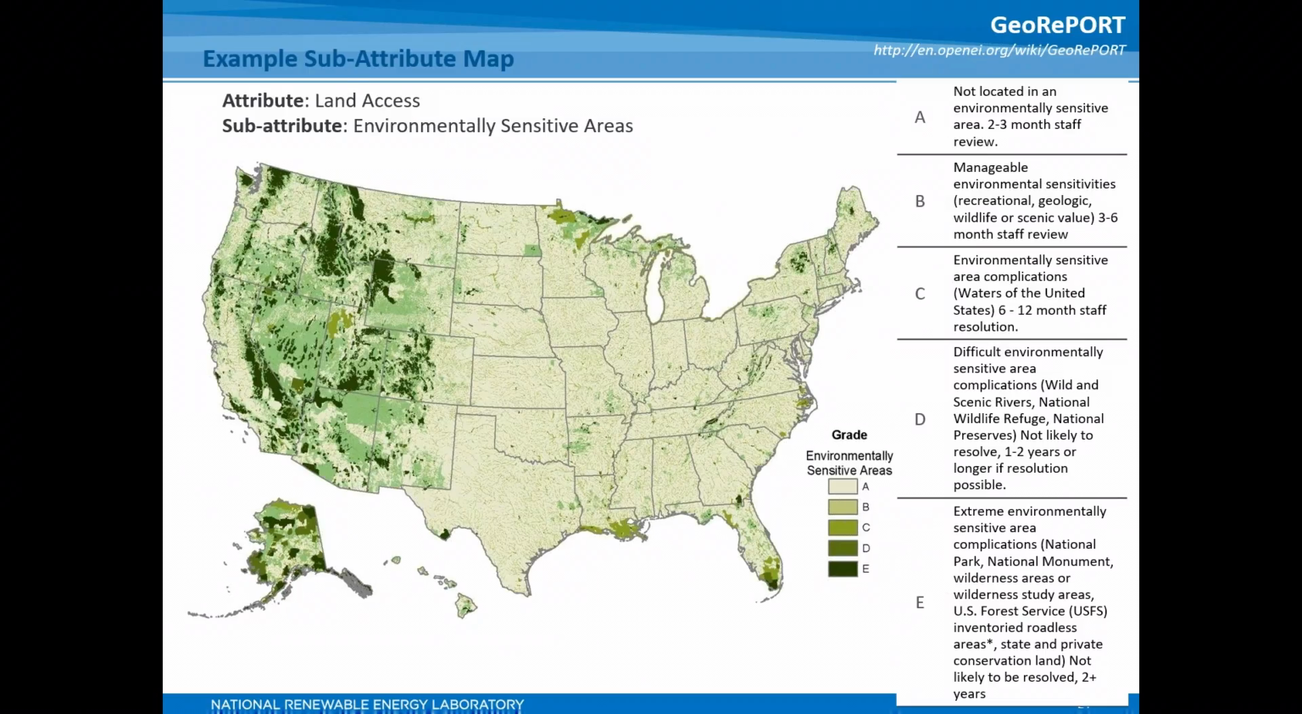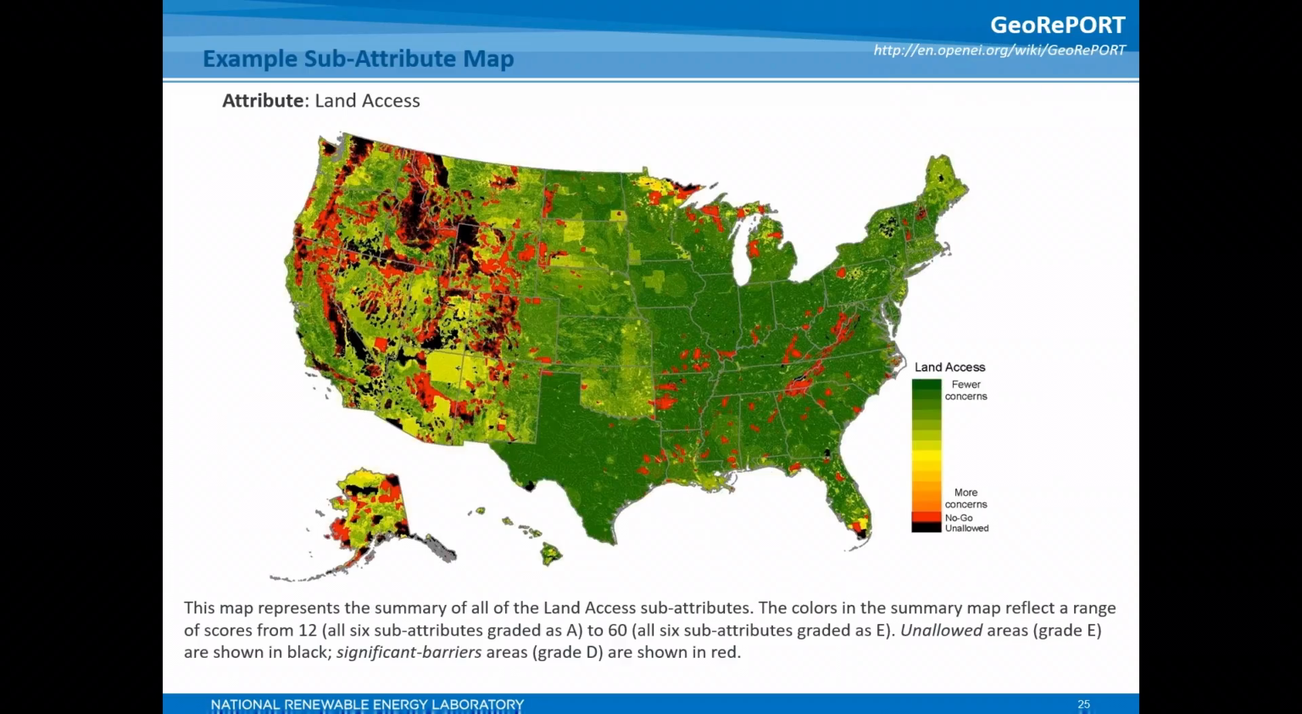In our third example, we are able to look at the geographic distribution of various levels of environmentally sensitive areas, including some areas, grade E, where geothermal development is unlikely to occur. Sub-attribute maps can be rolled up into a single attribute map. This map represents the summary of all 6 of the land access sub-attributes.